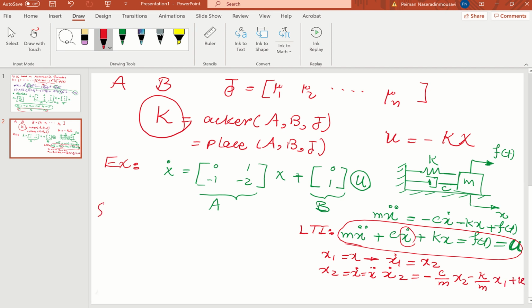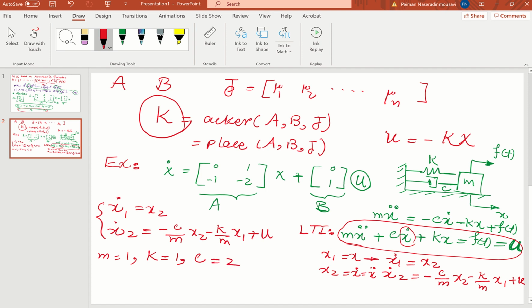So you see that the state space equations of this mass, spring, and damper become x1 dot is x2, and x2 dot is minus c over m x2 minus k over m x1 plus u. Now I assume that m is 1, k is 1, and c is 2. These are the numbers that I assigned, for example.